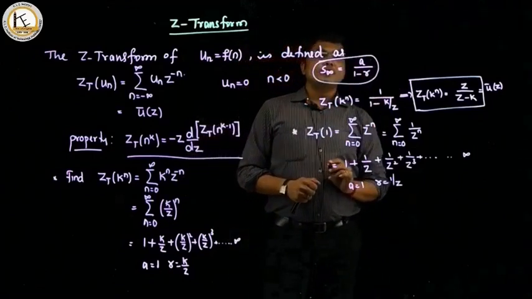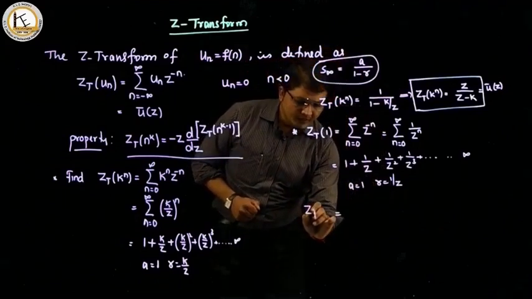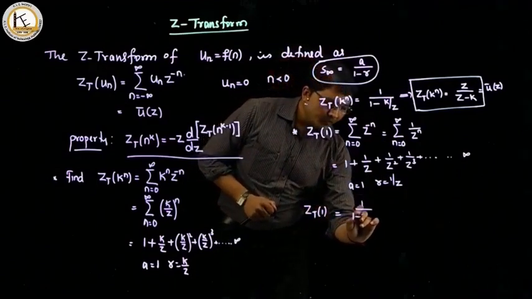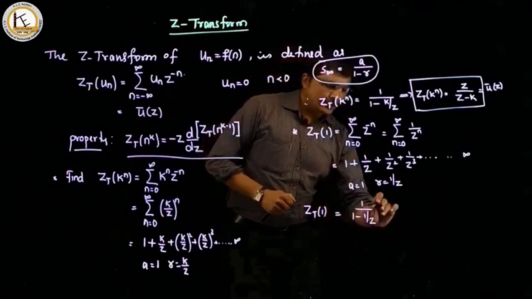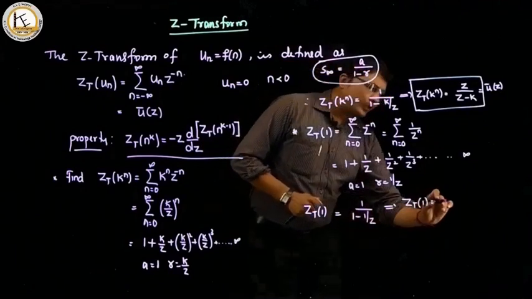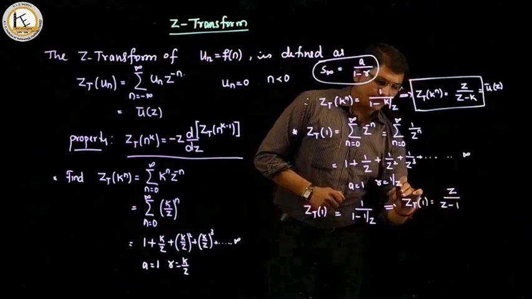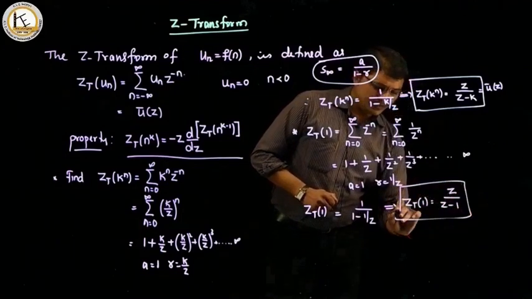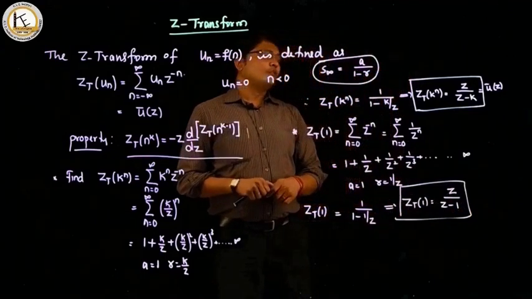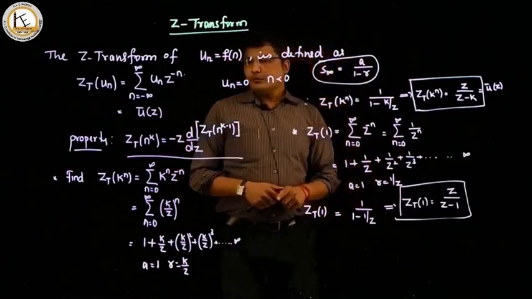So again we have the same formula, the sum of infinite terms S infinity is equal to A divided by 1 minus R. Using the same formula, we have the Z transform of 1 is equal to 1 divided by 1 minus 1 by Z. Now taking the LCM, which is Z, and simplifying, we have the Z transform of 1 is equal to Z divided by Z minus 1. So we have the Z transform of 1. This is the second standard function.